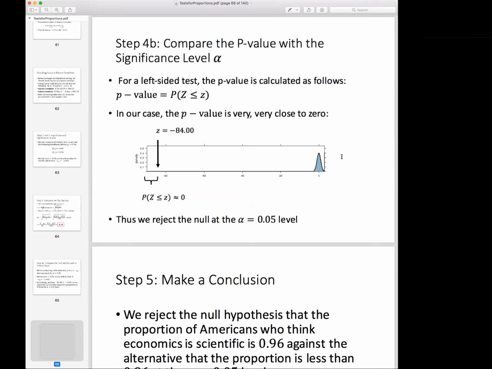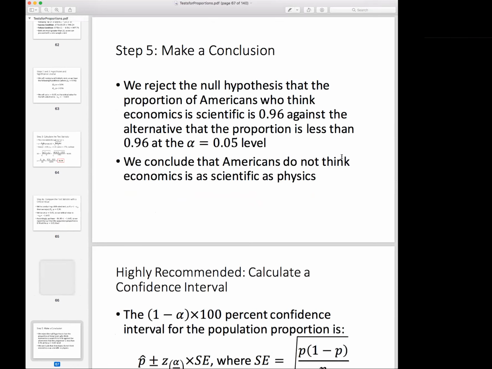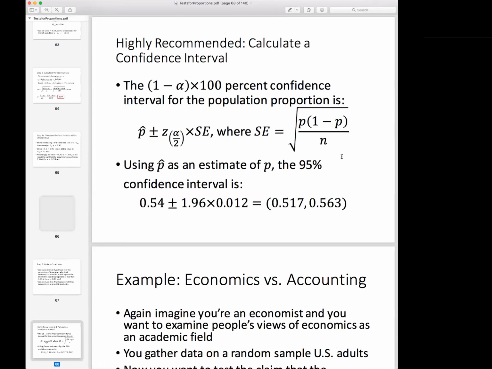So we reject the null hypothesis that the proportion is equal to 96%, and we conclude that the proportion of Americans who think that economics is scientific is not 96%, and it's less than that. In other words, we conclude that Americans do not think economics is as scientific as physics is. Again, we can create a confidence interval just by plugging it in, and we find that the confidence interval will be between 51.7% and 56.3%.